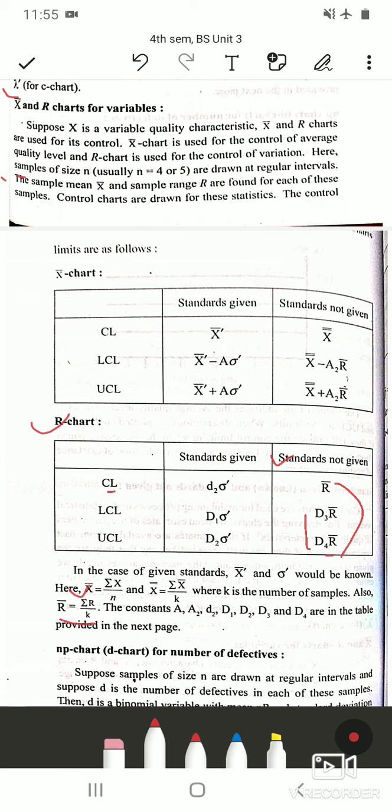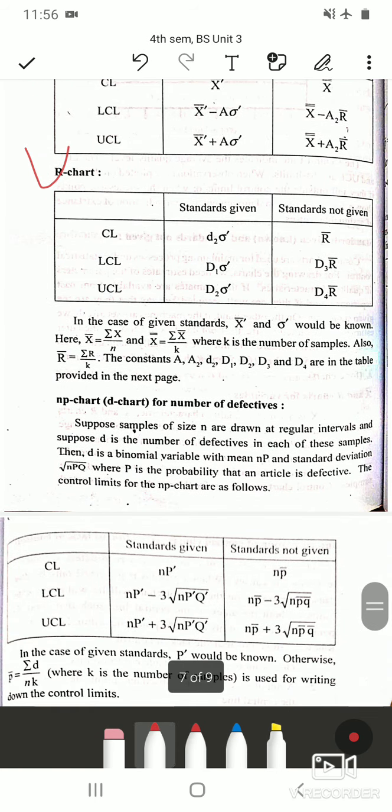It is summation R by K, and all these constants are known. We will discuss that. You have to remember those constants also. So remember these two charts and tables, it is very important. Similarly, we will see the NP chart, or it is also called the D chart, for number of defectives.